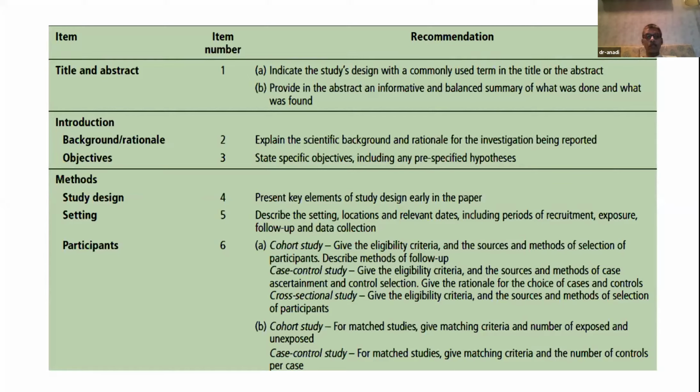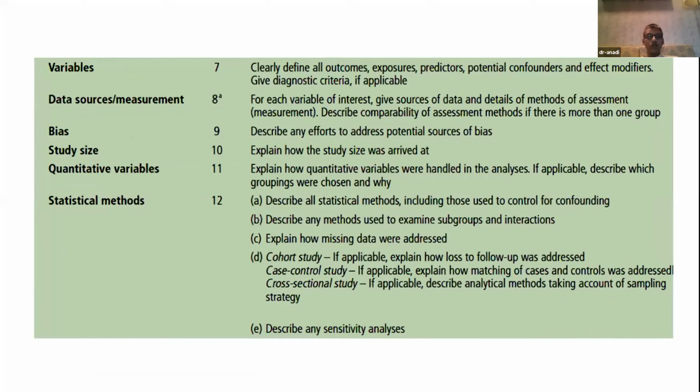That is your study design: descriptive, cross-sectional study. Study setting, location, relevant dates, period of recruitment, exposure, follow-up, data collection. Participants: cohort study, cross-sectional study, or case-control study. You have to mention that. What are the variables?